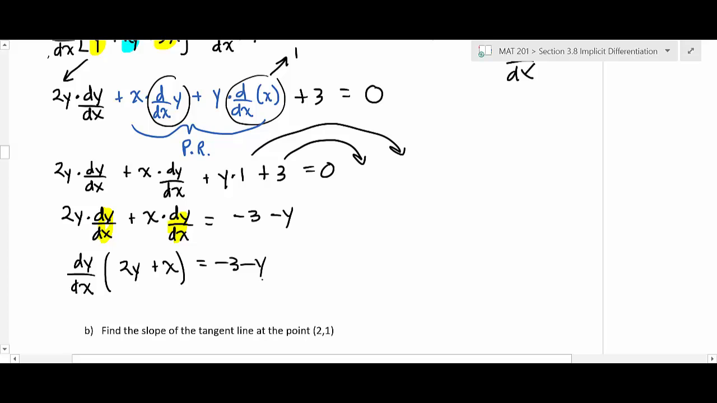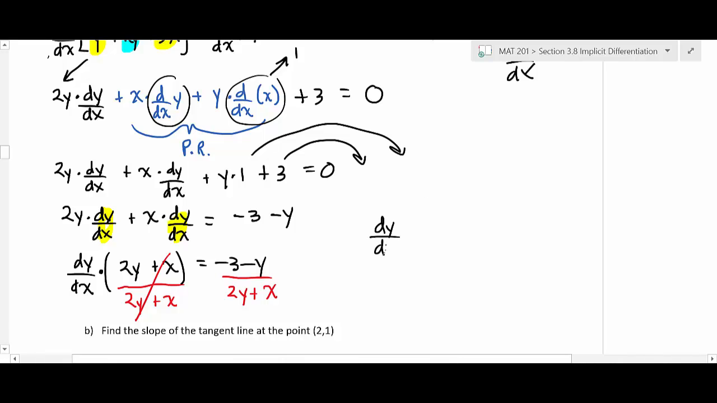Divide by what you're trying to get rid of. See, we factor that out, so that's multiplication. So now what you would do is divide both sides of this equation by 2y plus x. Okay, so that means your derivative on this is going to be this. And it doesn't matter what order you write all this in.